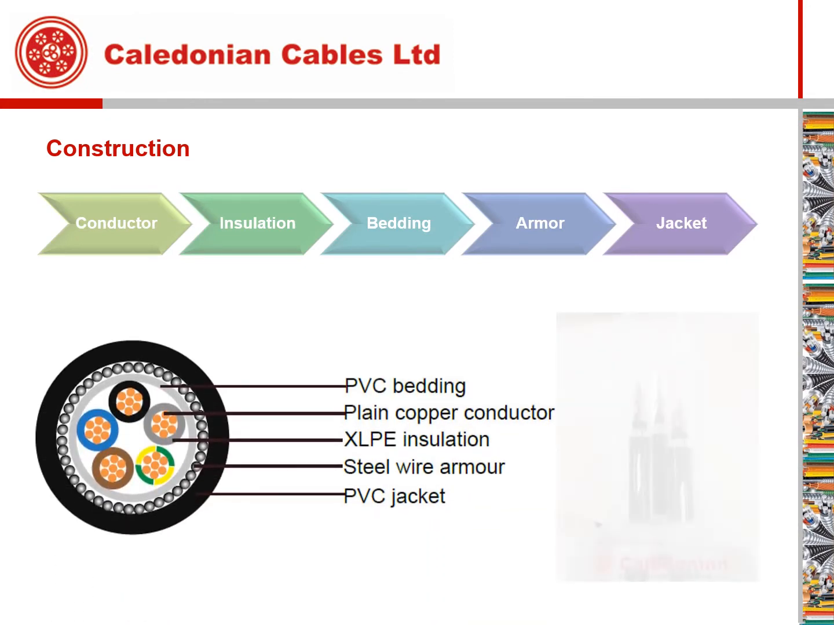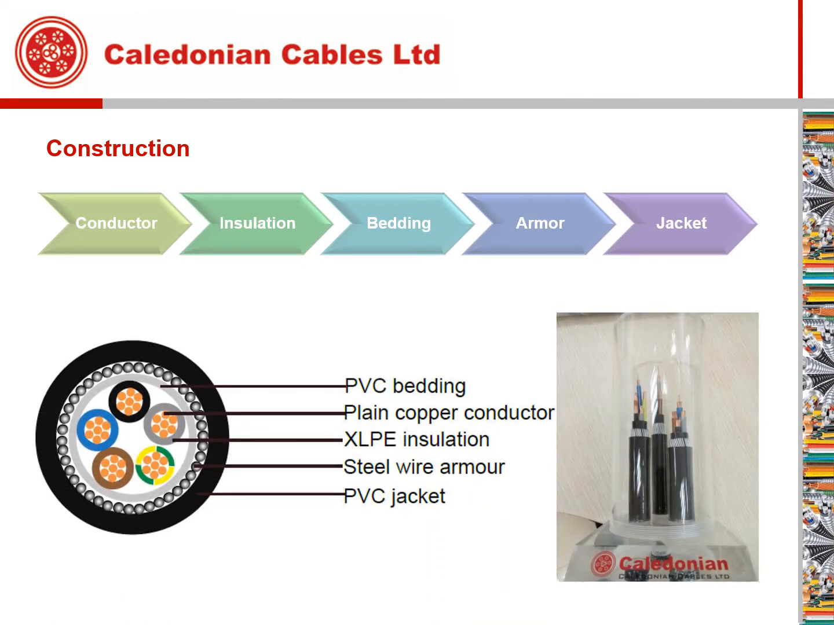Here we can see an armored cable picture. If a cable needs to be put outdoor or direct burial, armoring should be added for protecting. Inside the armoring, there is a bedding, or we call it inner jacket or inner sheath.